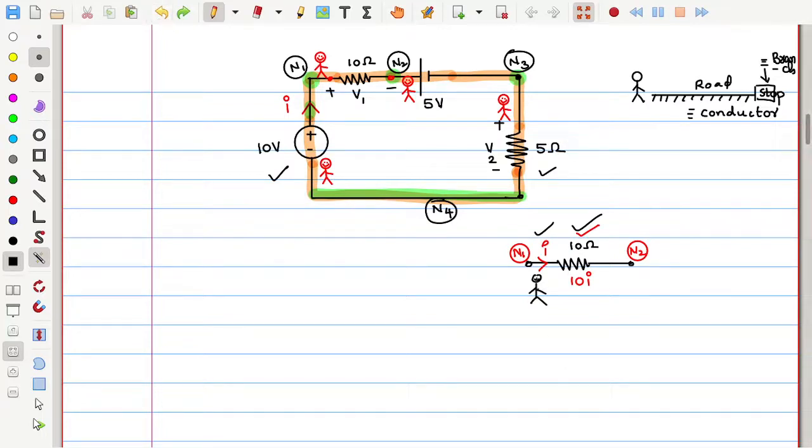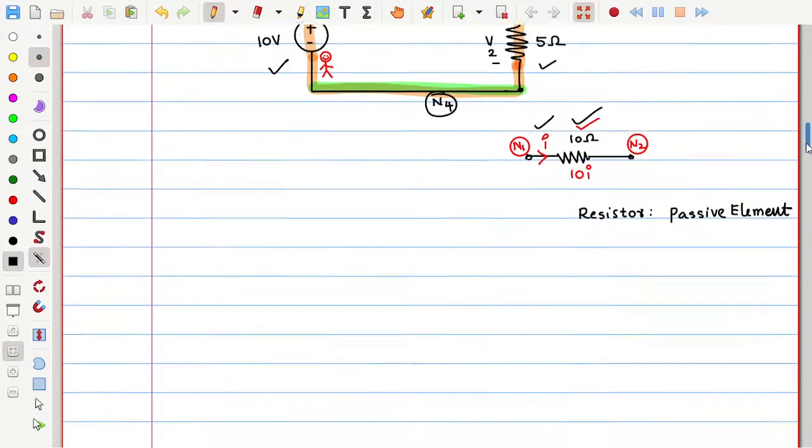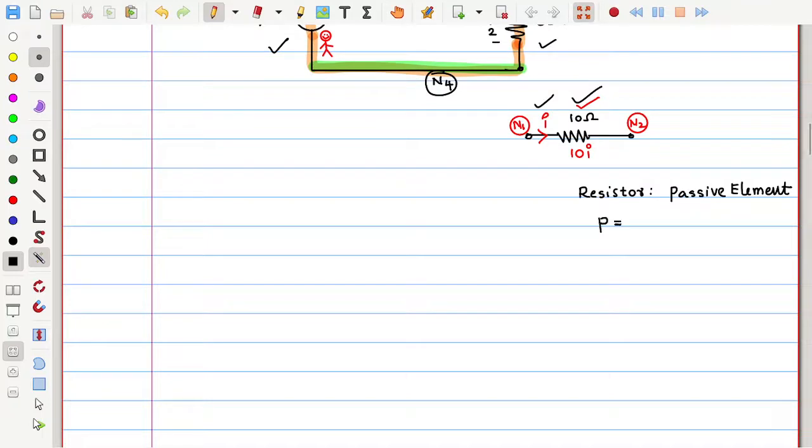Now here comes the power sign convention that I told you in the previous sessions. So what is the nature of this resistor? Tell me. The nature of a resistor is a passive element. Yes or no? The nature of a resistor is a passive element. If it is a passive element, what should be the power sign? Power should be positive.